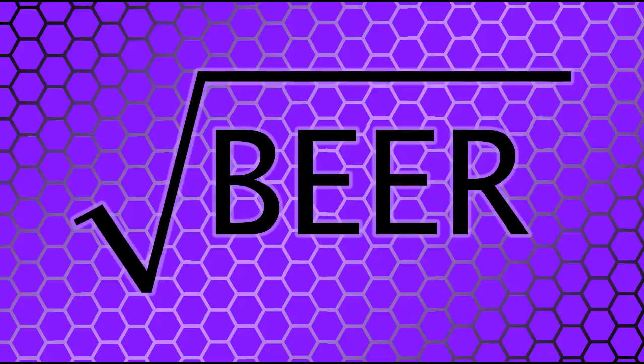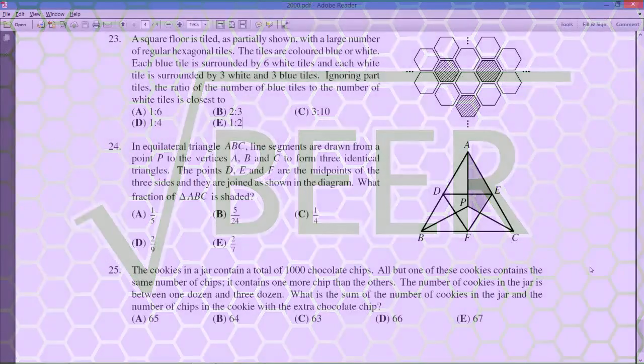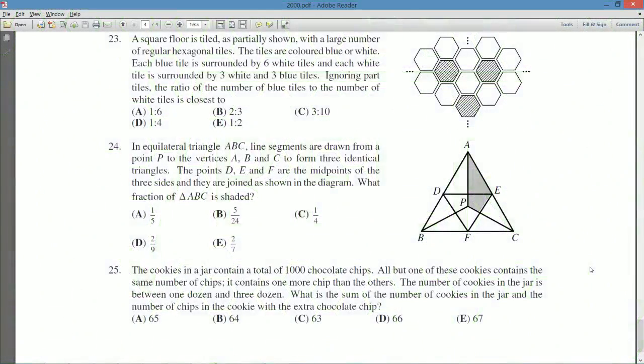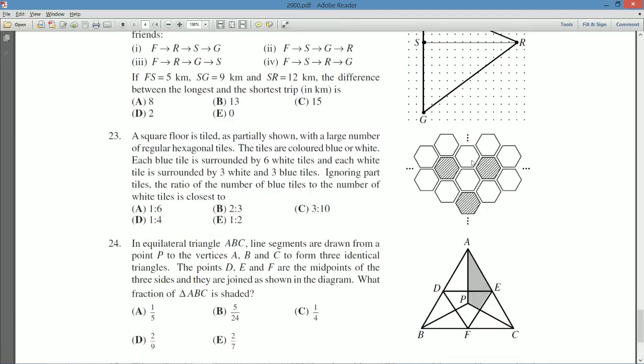We're back in looking at the grade 8 Gauss paper from the year 2000, and we're on to question number 23, which is a delightful little question. It's got some hexagons in it, and let's find out what it says.